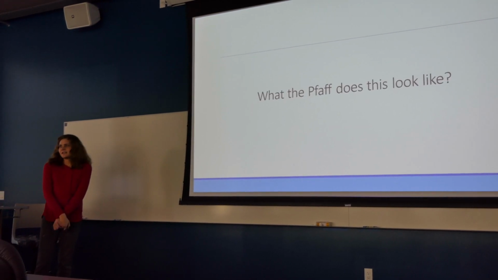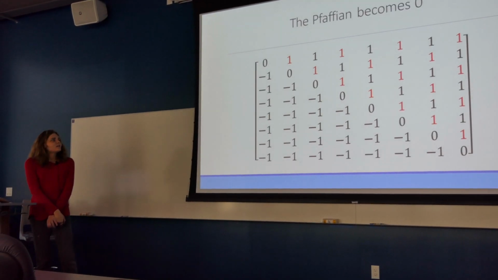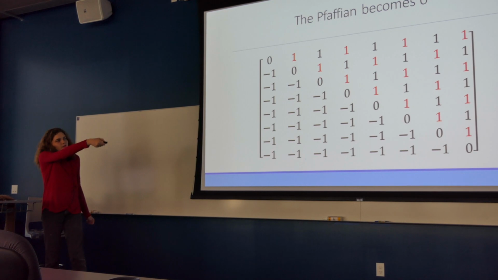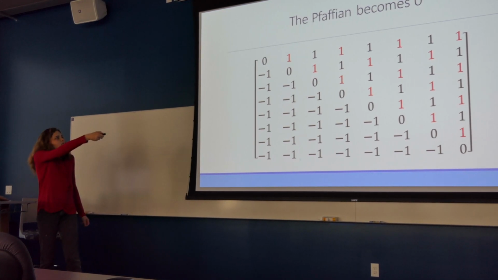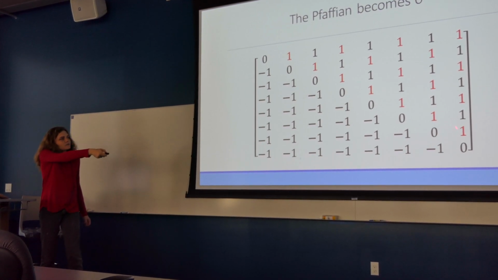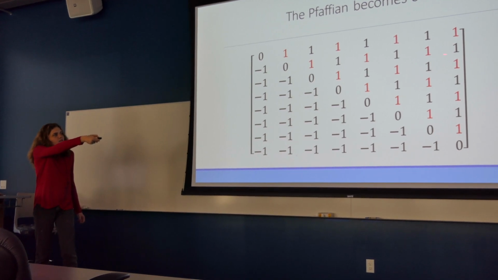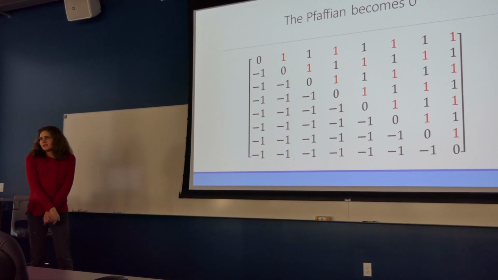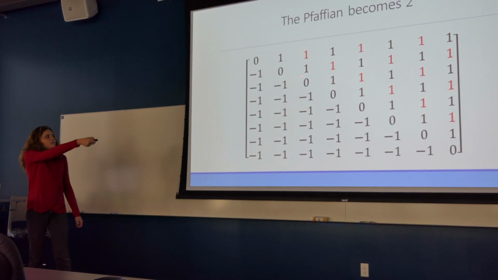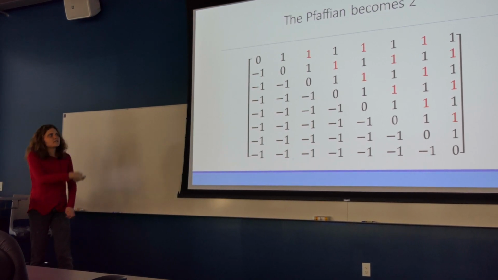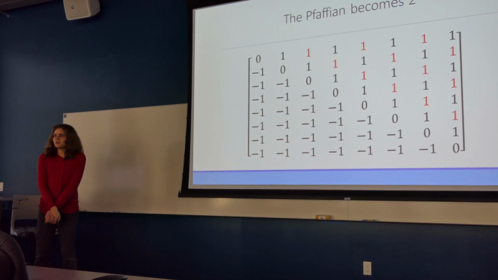What does the Pfaffian look like? If I've got a matrix whose upper triangle is all 1, skew-symmetric, and you decide to put a 0 here in one of these red spots, alternating diagonals, the Pfaffian becomes 0. And if you decide to put 1 in these alternating diagonals, the Pfaffian becomes 2. And that means the determinant is 4.